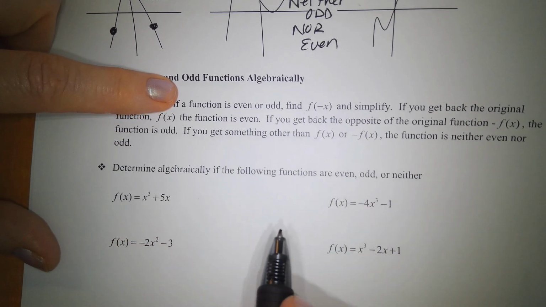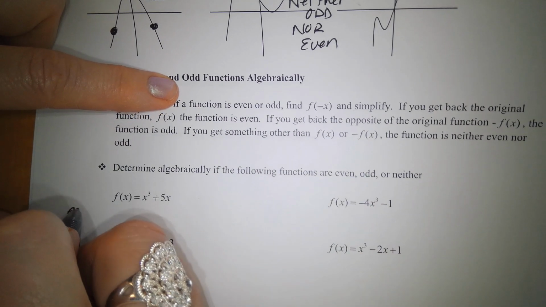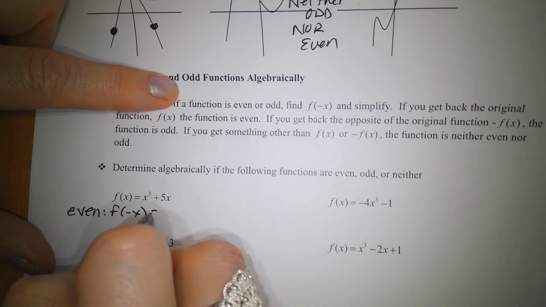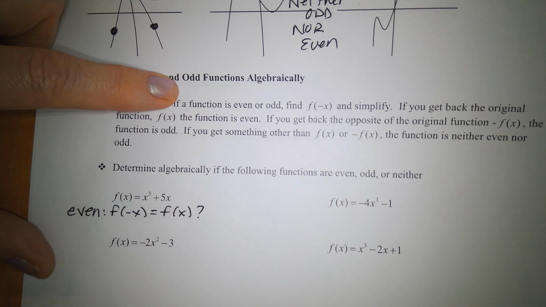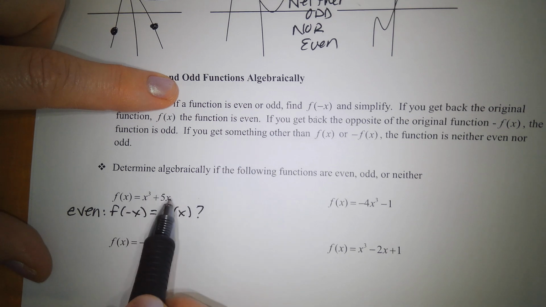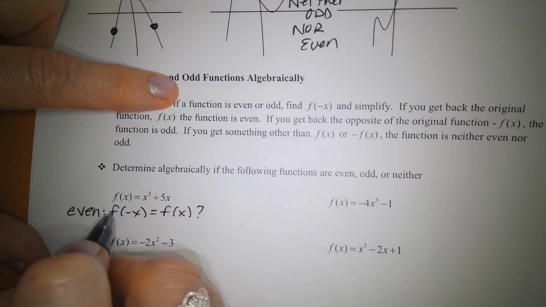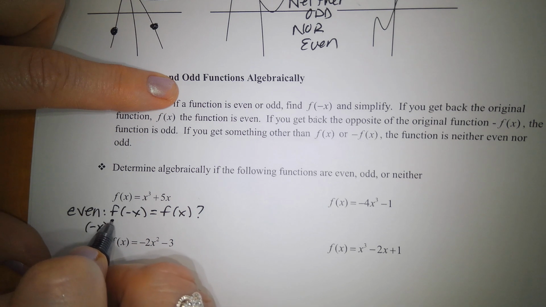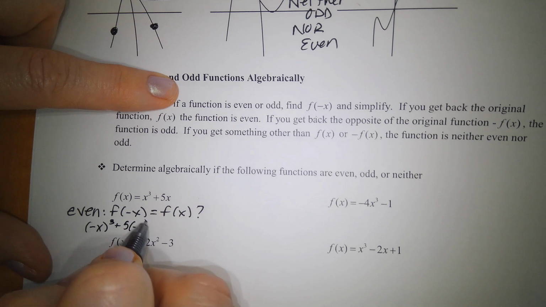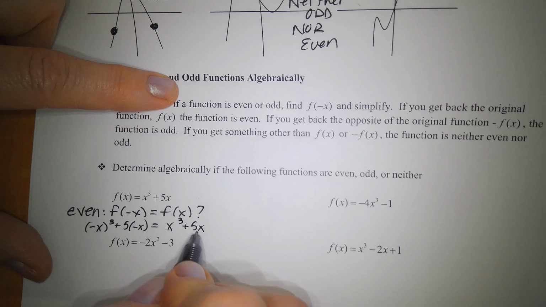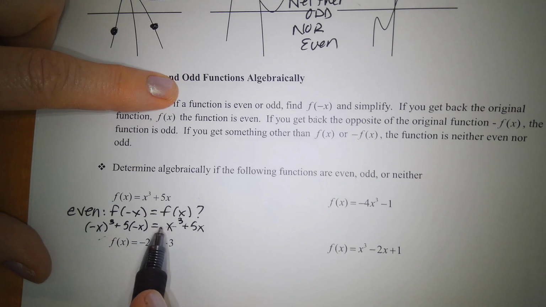So to determine whether it is even, to test whether it is even, we see if f of negative x is equal to f of x. So we plug that in. F of negative x, we plug in a negative x here and a negative x here. So that means we have negative x to the third plus 5 times negative x. Is that equal to the original, which is x to the third plus 5x? Are those two sides equal?